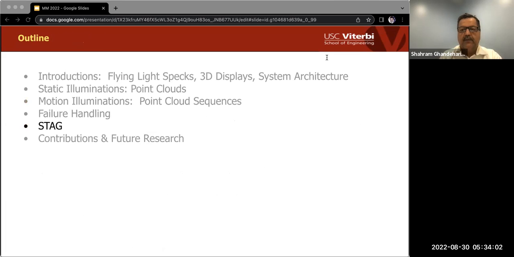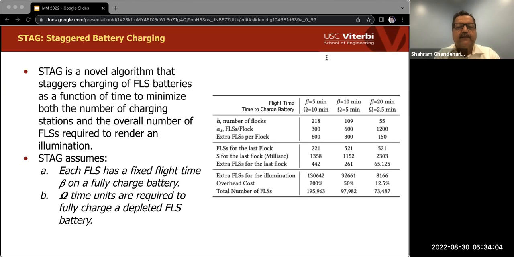Next, I want to talk about STAG. STAG is a novel algorithm that staggers charging of FLS batteries as a function of time to minimize both the number of charging stations and the overall number of FLSs required to render an illumination. STAG assumes each FLS has a fixed flight time beta on a fully charged battery. Moreover, it assumes omega time units are required to fully charge a depleted FLS battery.